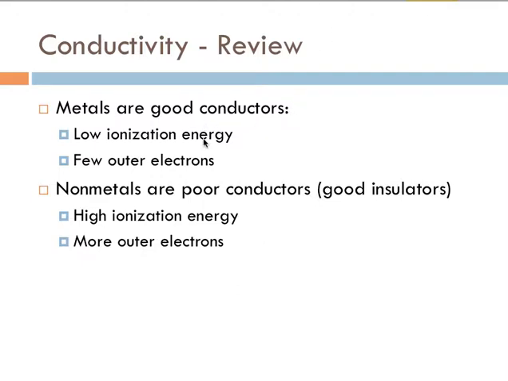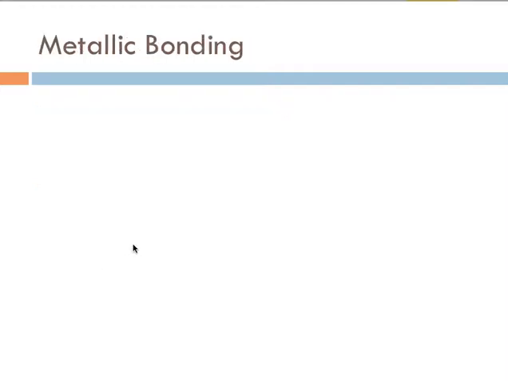So again, metals, good conductors. They have low ionization energy, so it requires very little energy to free up those valence electrons. They have fewer outer electrons. Nonmetals, poor conductors, also known as good insulators. They have high ionization energy, requires a lot of energy to remove that electron and let it flow for conductivity, and it has more outer electrons.